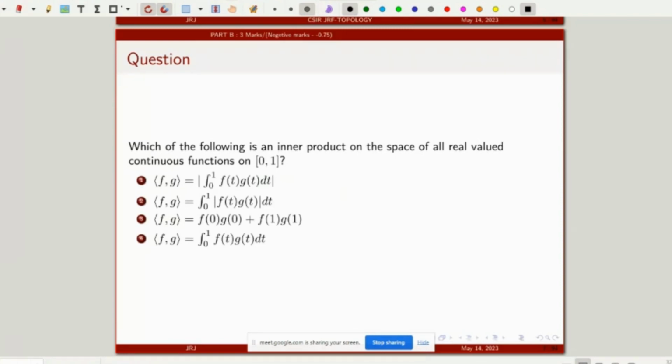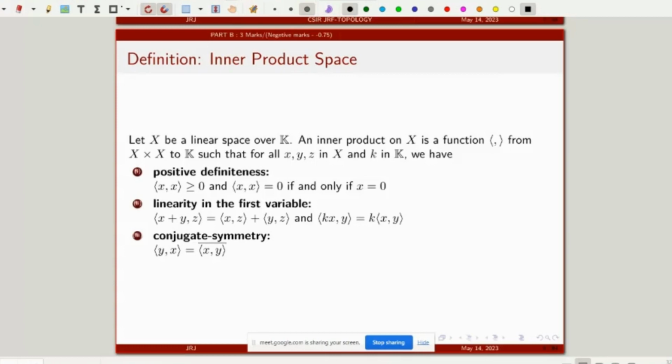Which of the following is an inner product on the space of all real valued continuous functions on closed [0,1]? So what is the definition of an inner product? Are you familiar with inner product? No, ma'am. Okay. So inner product space, if X is a vector space, you will be familiar, right? So let X be a vector space over K, and an inner product on X is a function from X cross X to K such that for all x, y, z in X, it should satisfy three properties.